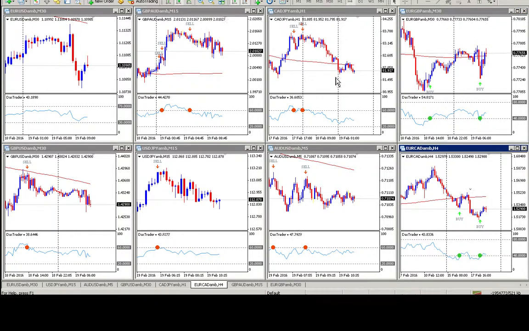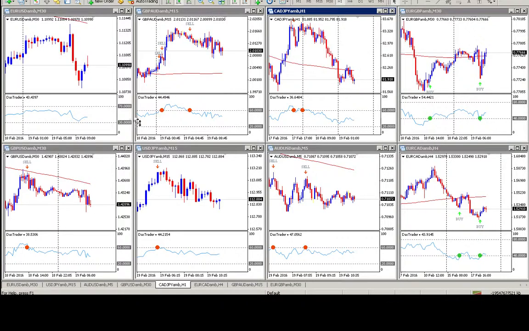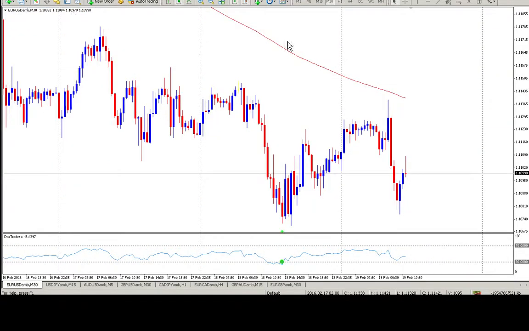For bearish markets, I'd use 60 and 20. So I only want to be selling. A couple of good opportunities there. And for regular ranging markets, I'll happily just use 70 and 30.